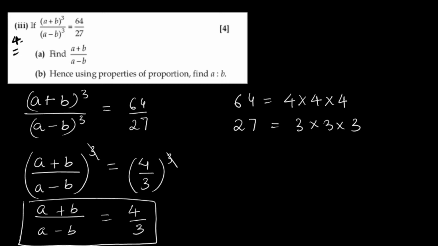Now using properties of proportion, find a is to b. Using properties. So part a is done. The second one is using properties. Which property of proportion can we use now?